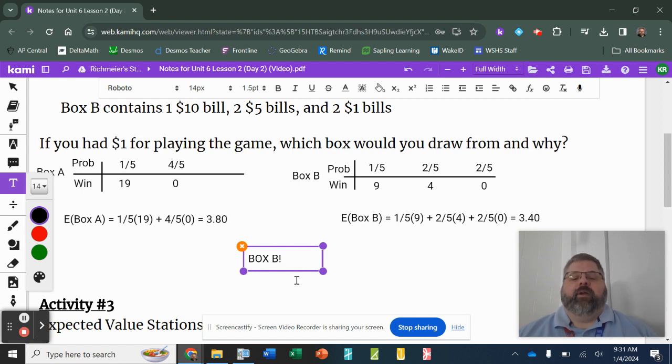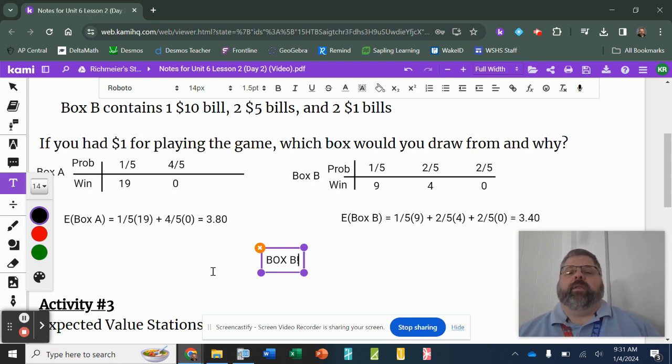All right. So students are going to be tempted to do expected value, and if you do that, you're going to see that box A has a higher expected value. But what we have to stress here is that expected value is in the long run if you're playing many, many games. But if I'm only doing this once, I have a greater chance of getting more than $1 from box B than I would from box A. So you should choose from box B.